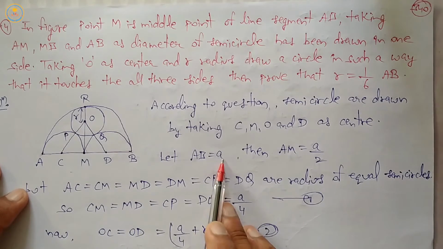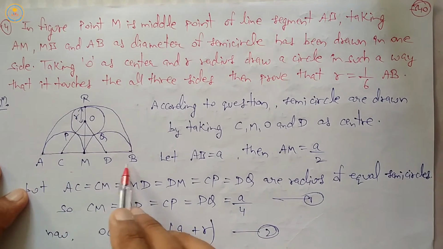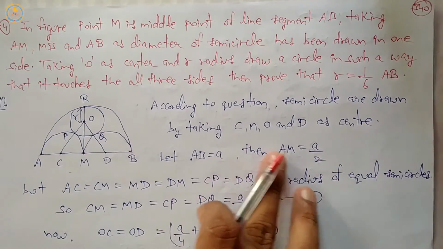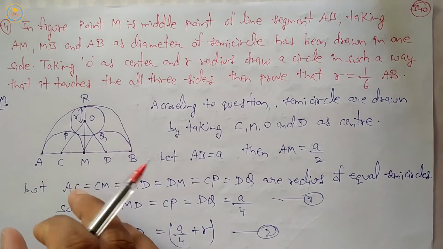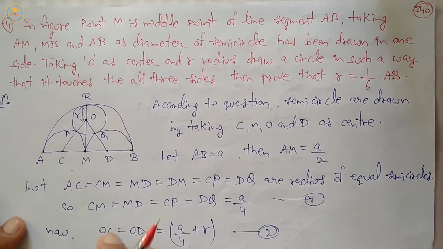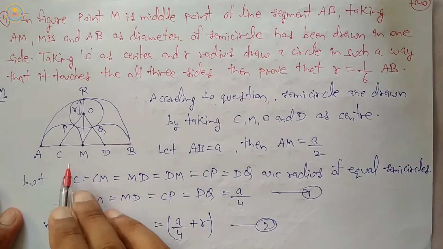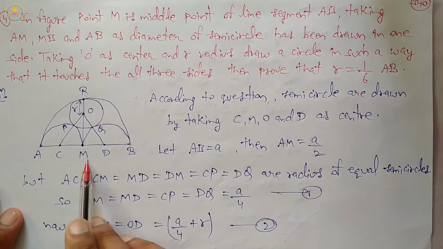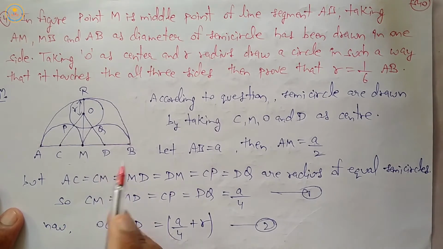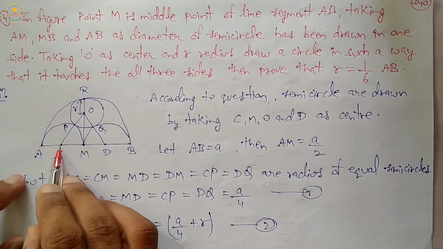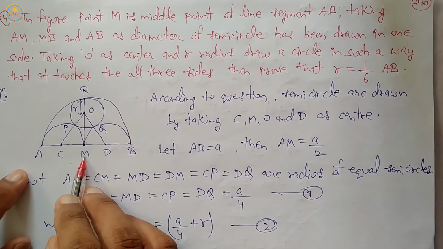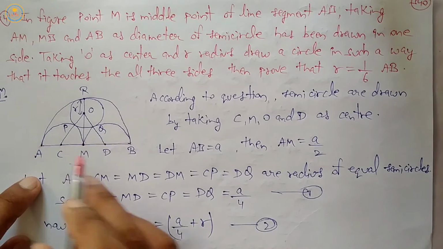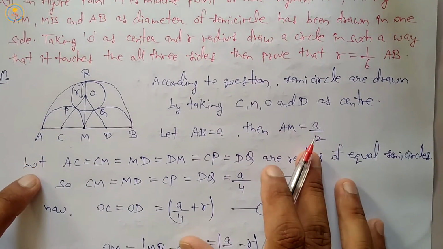Now let AB equal a. Then AM means half of a, which is a divided by 2. MB is also a divided by 2. Now AC is half of a by 2, which means a by 4. So AC equals a by 4, and AM equals a by 2.